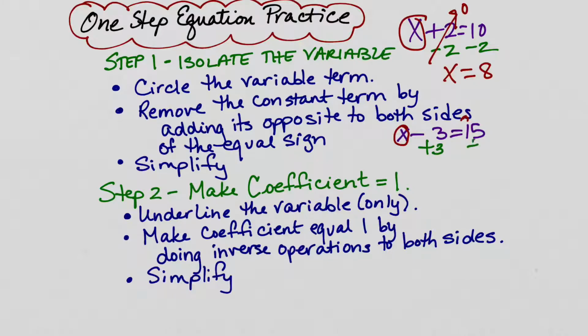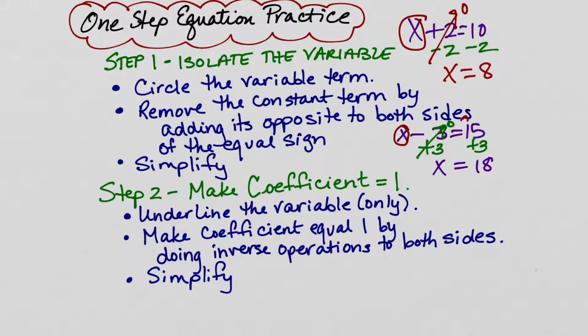So I'm going to do plus 3 on both sides. Negative 3 plus 3 will add to 0. And then when I simplify the left-hand side, I'm going to get x. And 15 plus 3 is 18. And that would be my answer.